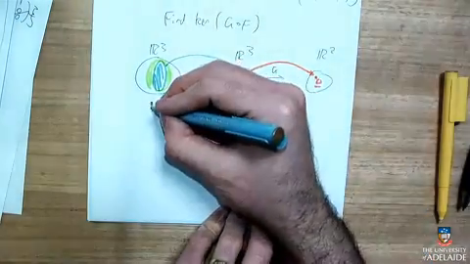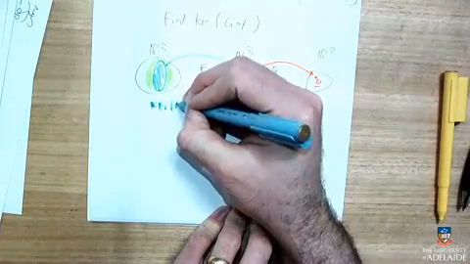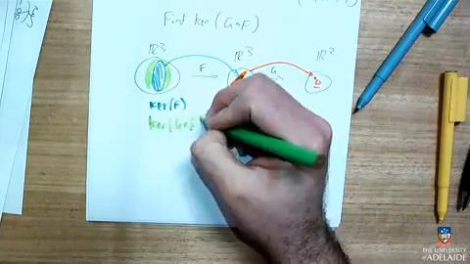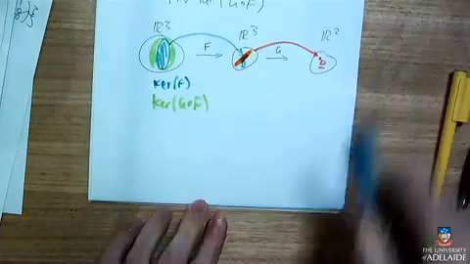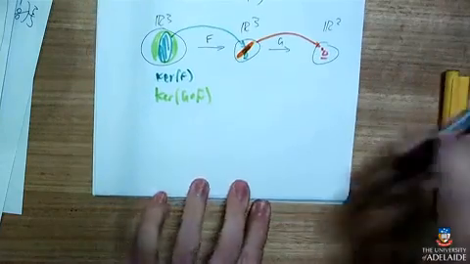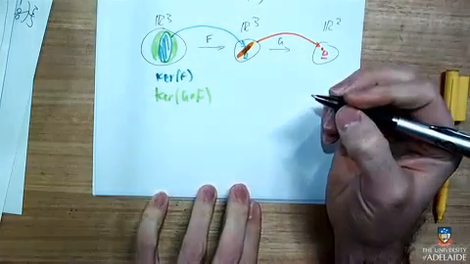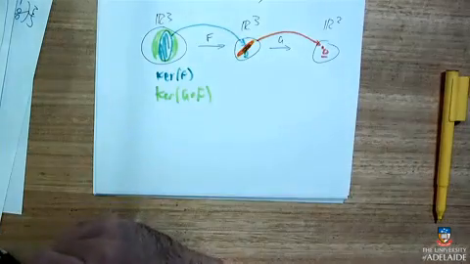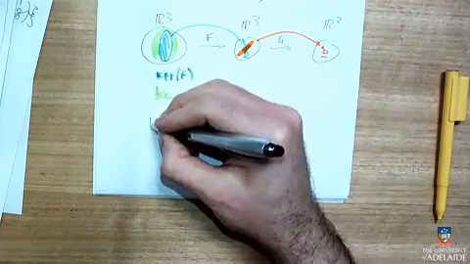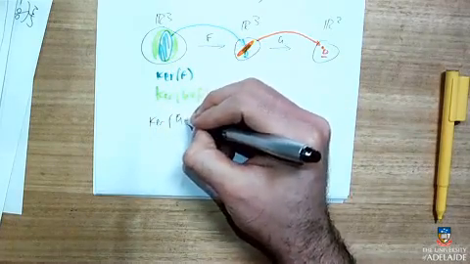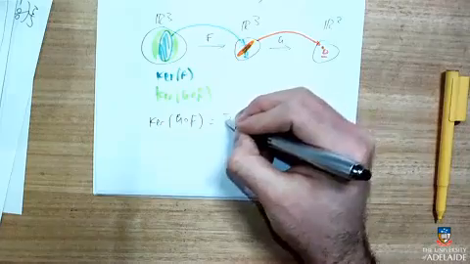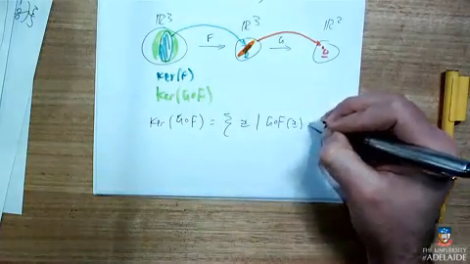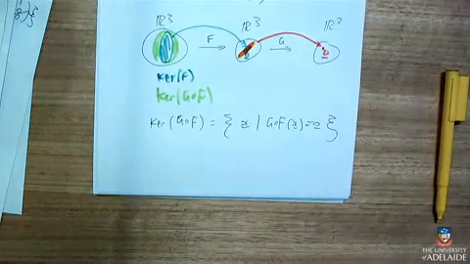Okay, so this is the kernel of f in blue, and this is the kernel of G of f in green. All right, let's see. So how are we going to do this? Well, the kernel of G of f is the set of things such that G of f of x is 0. That's what we're going to do.